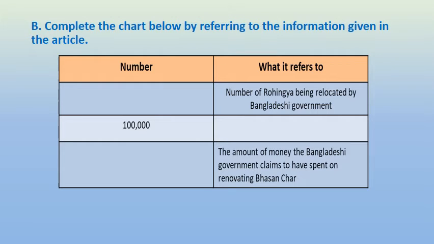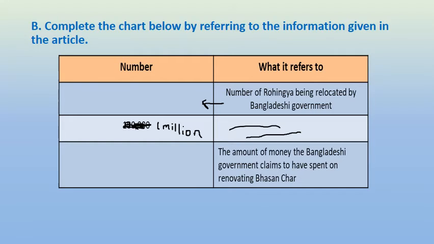Now, this chart we have to fill. Number of Rohingya being relocated by the Bangladeshi government: it's 100,000. Another question which I meant to ask here is the number of refugees. This is 1 million, by the way. 1 million is the number of what? The number of Rohingya refugees who escaped as refugees to Bangladesh.